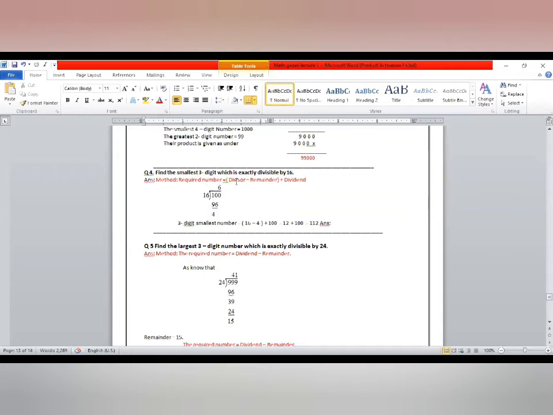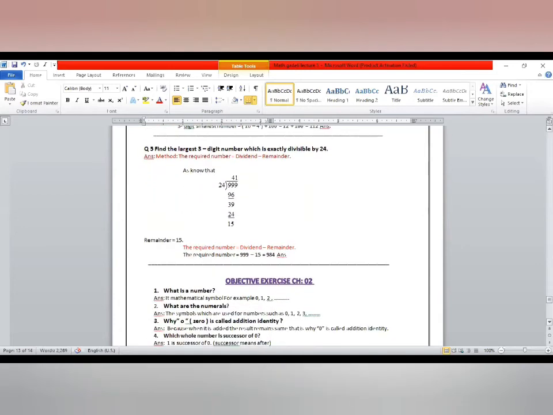And what is the procedure? You will write the divisor, that is 16, minus 4, that is the remainder, and then add the dividend, that is 100. Then we will get the answer 12 plus 100, which is equal to 112. This is the required smallest 3-digit number that we can divide by 16 exactly. Exactly means when we divide 112 by 16, we will get the remainder 0.